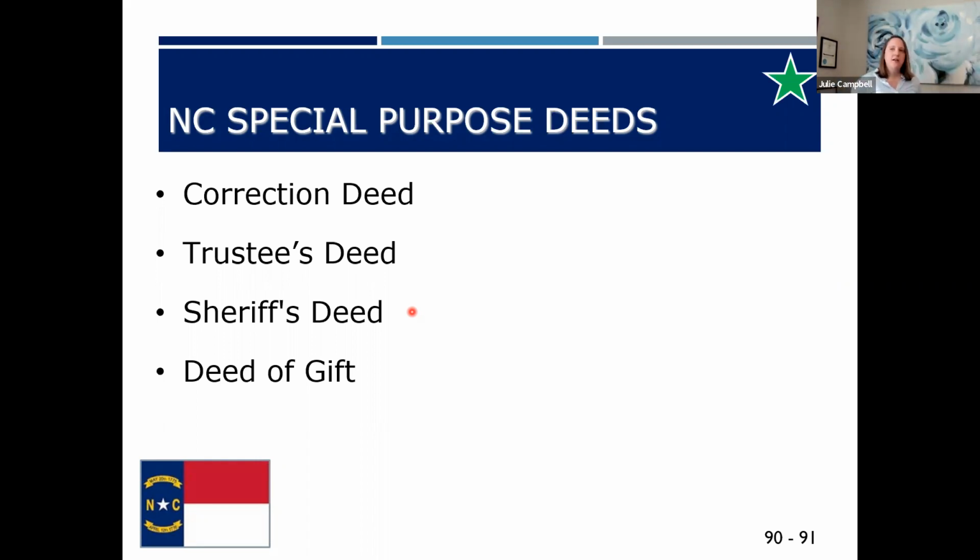Sheriff's deed is generally what's used when the court takes the property. If there's a court order to take the property. I always think of it this way. If the court decides to take the property, the judge themselves is not going to come knocking on the door and saying the court's taking the property. Who's the judge going to send to take it? They're going to send the sheriff out there.